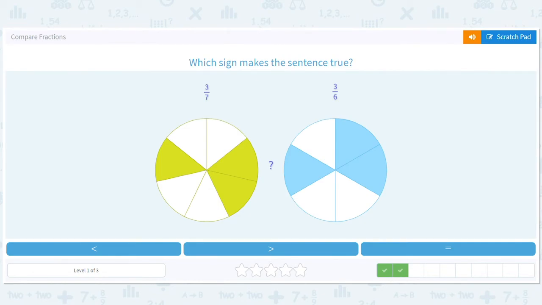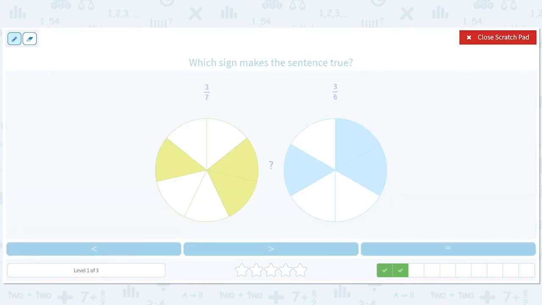Okay, I like that they're keeping the numerator the same in a lot of these problems, right? So what's better, to make 3 out of 6 shots or to make 3 out of 7 shots? Well, it's better to make 3 out of 6 shots. It's bigger. It's a bigger percentage. So 3/7 is less than 3/6.